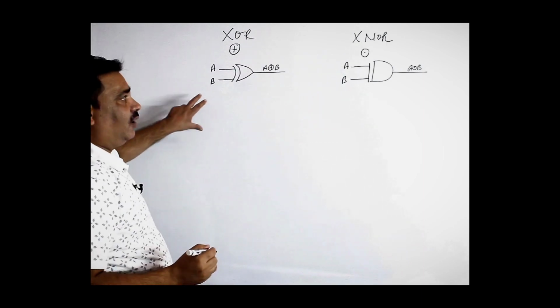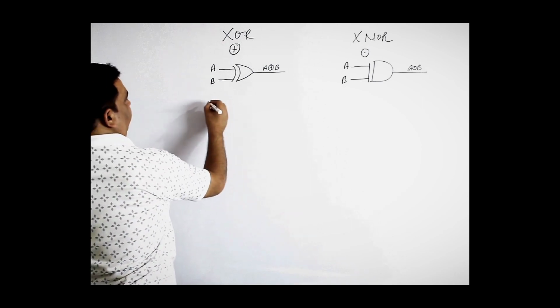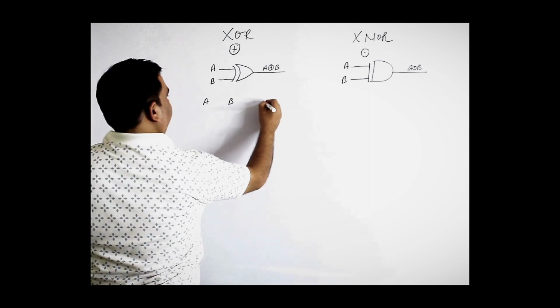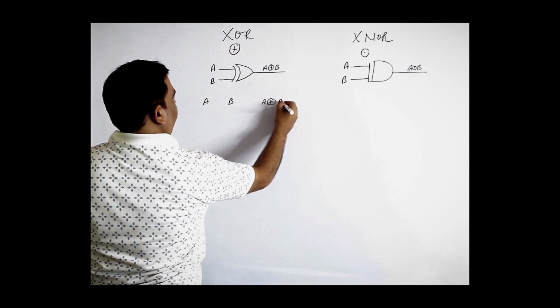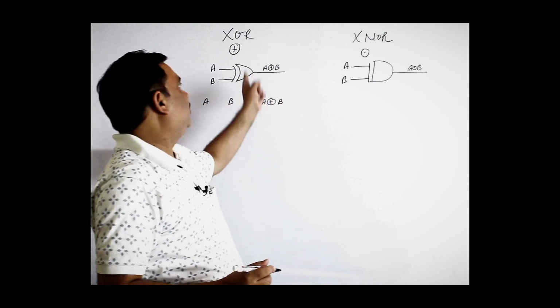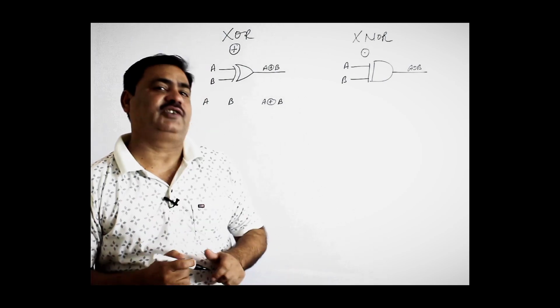So now we have to do the truth table of XOR gate. A and B, there are two inputs. We have to find out A XOR B. XNOR is the complement of XOR gate. Now before making the truth table, you must know the definition of XOR gate.